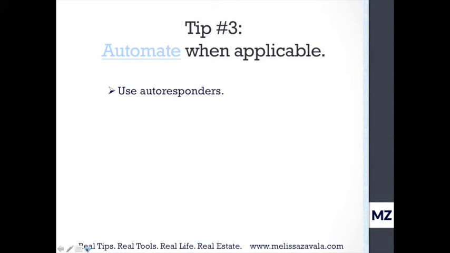Now, there are times that you can use autoresponders. Autoresponders are pre-scheduled emails. So when you add someone to a list, they get an email maybe on the first day, the third day, the fifth day. So there are ways that you can use autoresponders if you want to send people some regular emails and you don't want to have to remember how to do that.